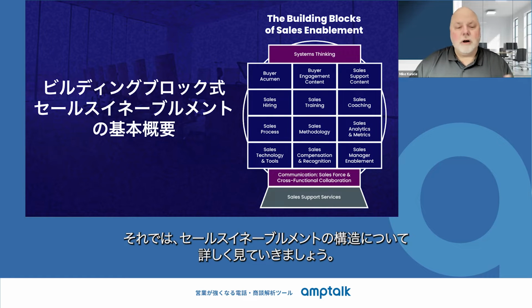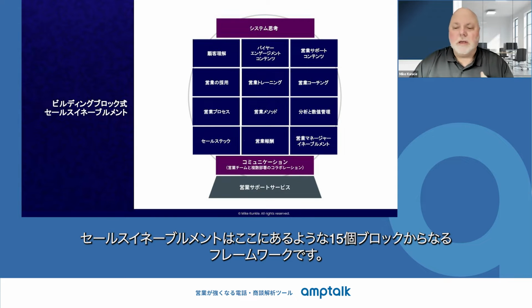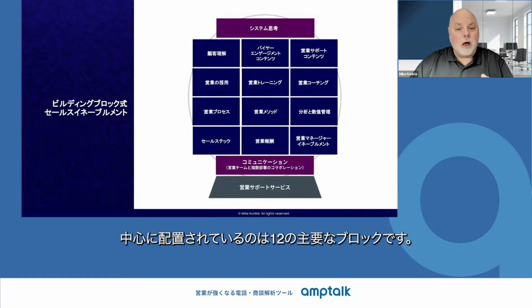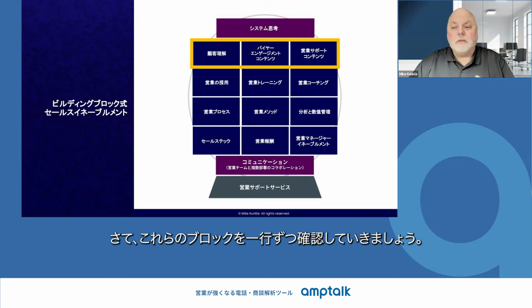So let's jump right into an introduction to the building blocks of sales enablement. The building blocks are really a framework, as you can see here, of 15 blocks. There are 12 core blocks in the center, which are what I call performance levers that influence sales results, and they're tied together by the remaining blocks. Let's review the blocks quickly, row by row.